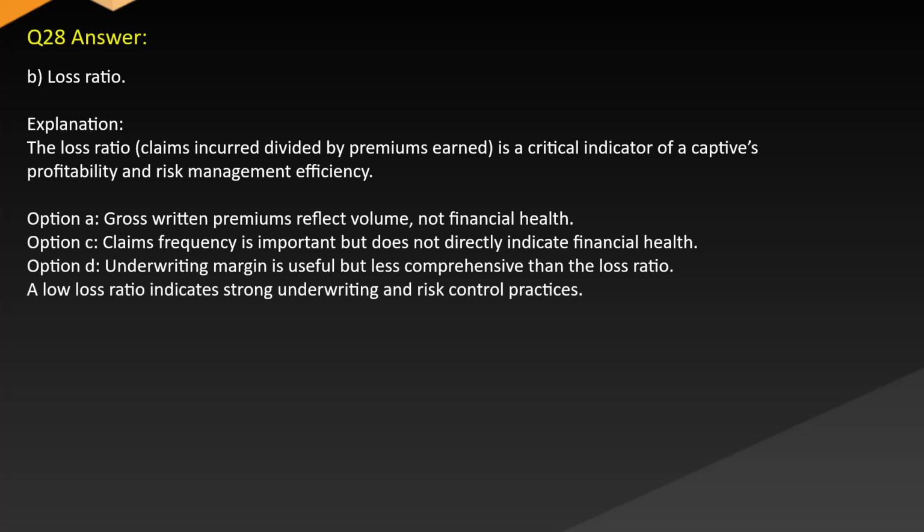Answer: B. Loss ratio. Explanation: the loss ratio, claims incurred divided by premiums earned, is a critical indicator of a captive's profitability and risk management efficiency. Option A. Gross written premiums reflect volume, not financial health. Option C. Claims frequency is important but does not directly indicate financial health. Option D. Underwriting margin is useful but less comprehensive than the loss ratio. A low loss ratio indicates strong underwriting and risk control practices.